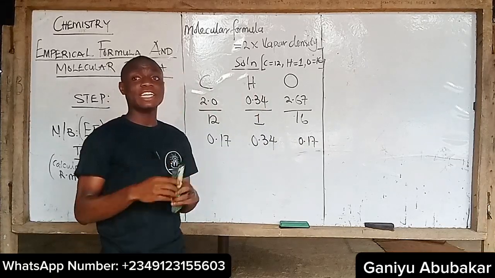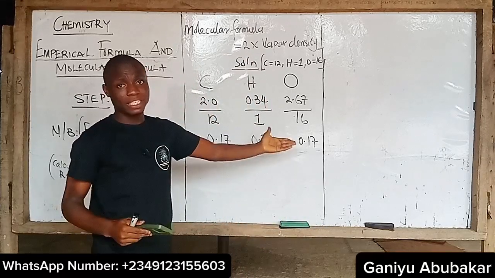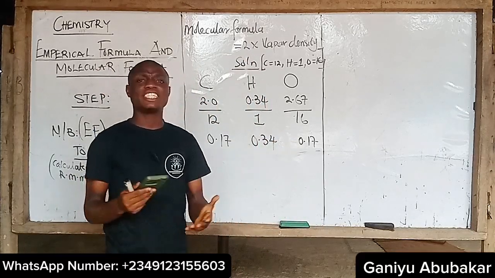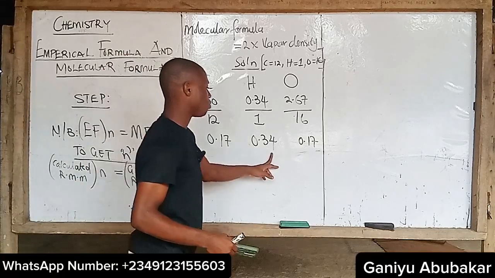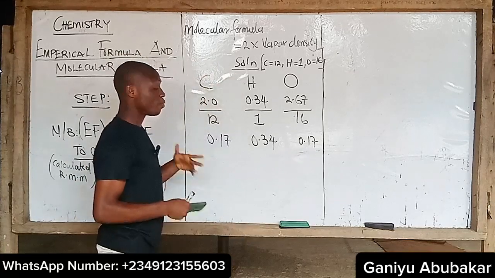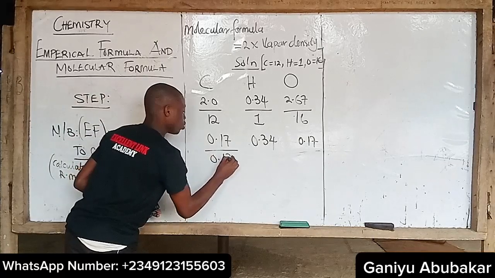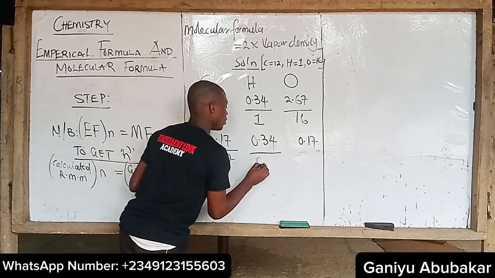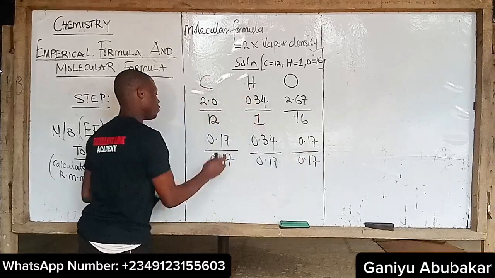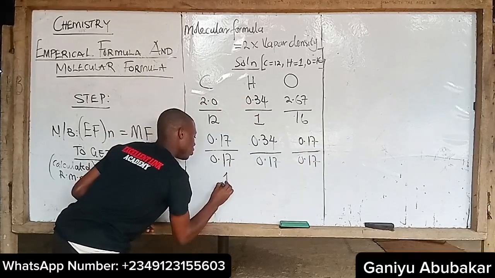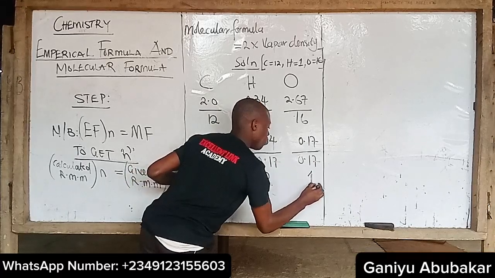We said after dividing through by the relative atomic mass, the next step is what? Divide by the smallest ratio. Of course, I have 0.17, 0.34, 0.17. The smallest is 0.17. Divide through by 0.17. This gives 1, this gives 1, this one gives 2, this one gives 1.